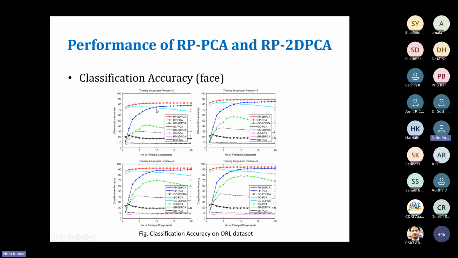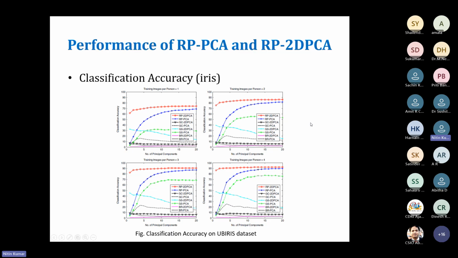Okay, so when we increased it to 20 components, random permutation PCA and 2D PCA were both very good. For other approaches, we had seen that they were not that good. When we increased the training images per person from 3 to 4 to 5, we were able to achieve an accuracy of approximately 94% here. When the training images are increased, but even with only 2 images, the accuracy was still more than 80%. For the iris dataset also, very similar observations were there, but the proposed approaches outperformed all the previous methods.